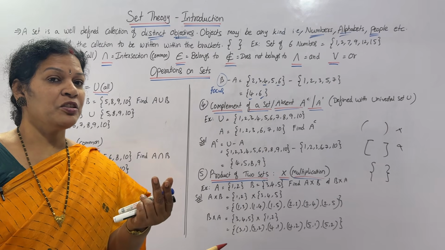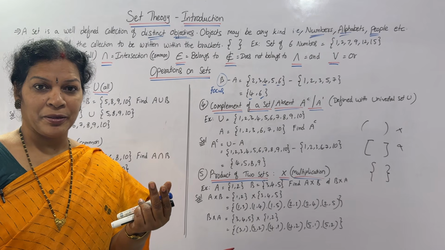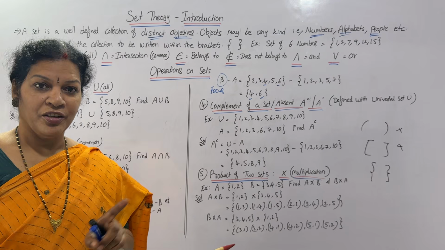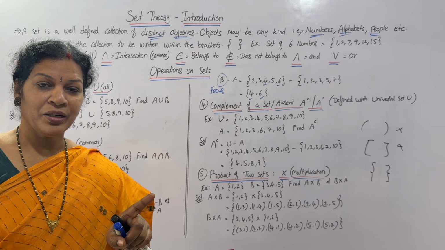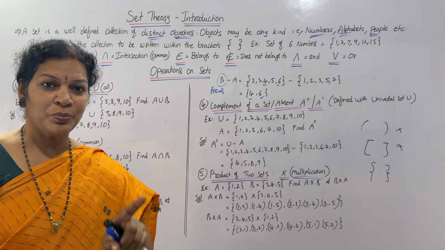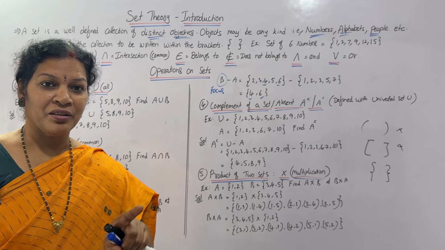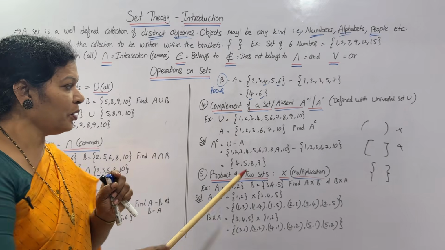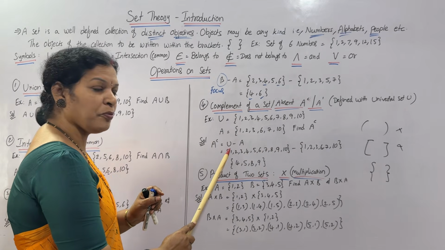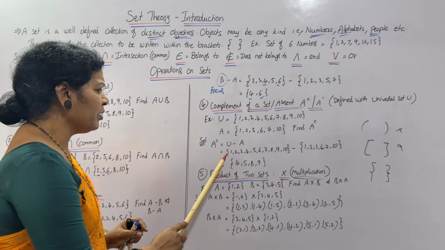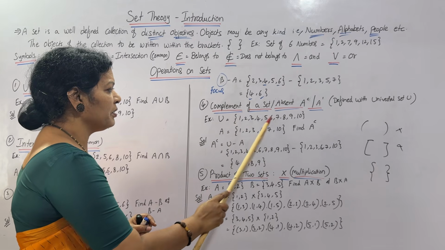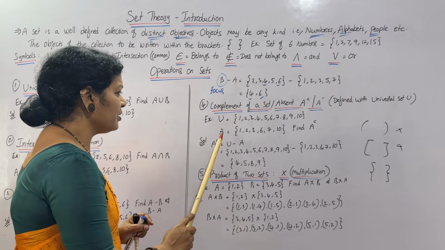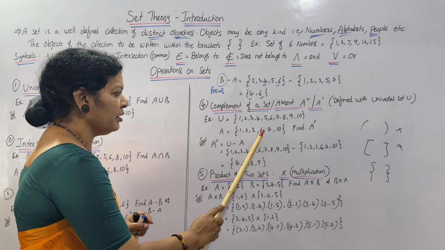Anytime they ask you to find B complement, the formula is U minus B. U minus A, you get A complement. U minus B, you get B complement. U minus C, you get C complement. Are you getting it now? To find A complement, the formula is U minus A. We write all the U elements, 1 to 10, minus A. A is 1, 2, 3, 6, 7, 10.